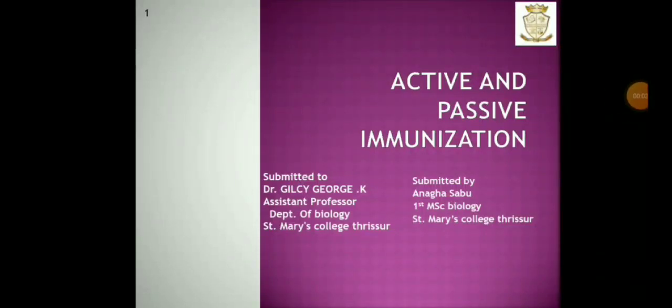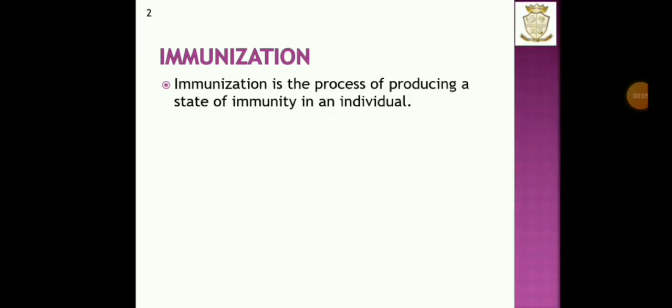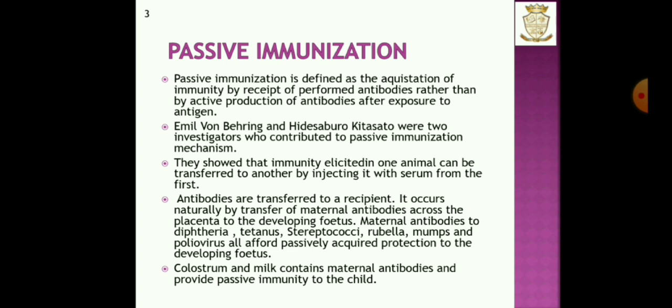My topic is active and passive immunization. Immunization is the process of producing a state of immunity in an individual. Passive immunization is defined as the acquisition of immunity by a recipient of preformed antibodies rather than by active production of antibodies after exposure to the antigen.